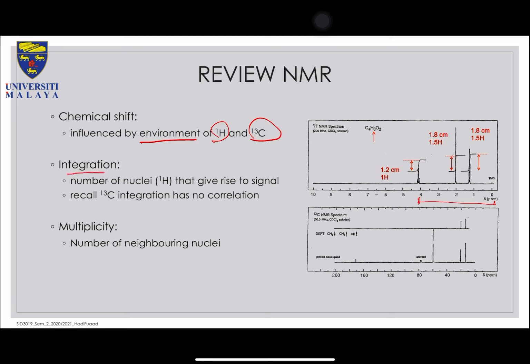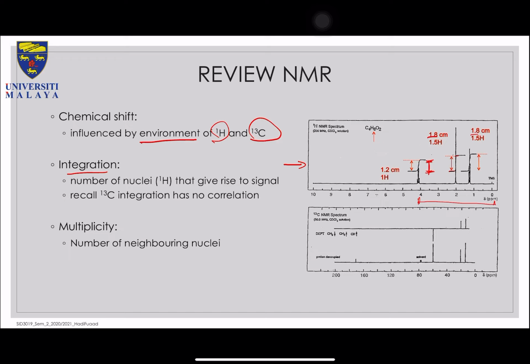Second one, integration. What does integration mean? Integration corresponds to the number of nuclei or protons that give rise to a signal. If you look at this structure on the right-hand side, integration is, so to say, the peak height of the spectrum. If you measure the change in height for the first peak at 4 ppm, and then the second one, and then the third one, the length of the peak height will correspond to the proton number.